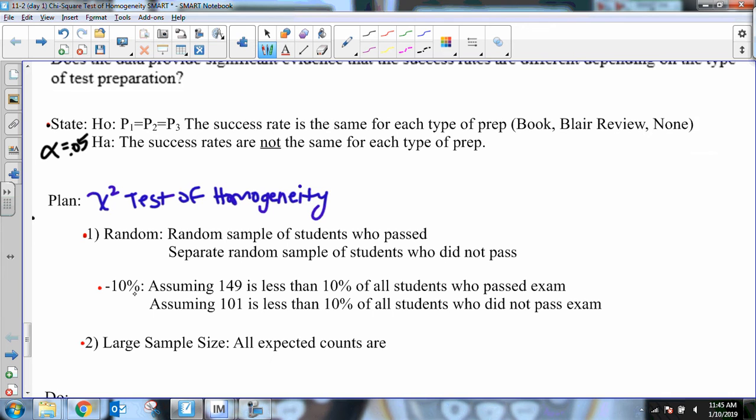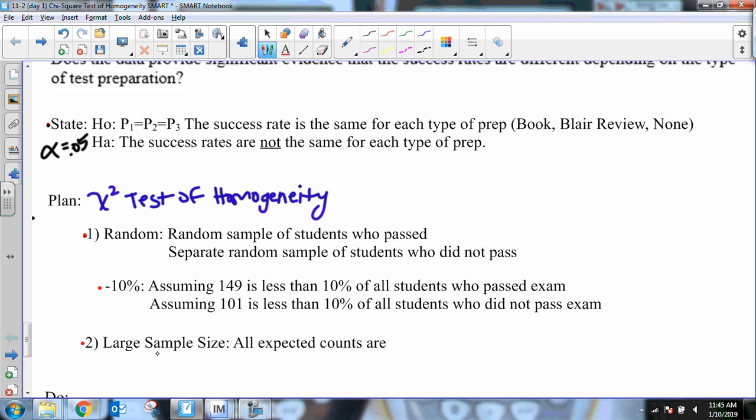10% condition. I did it for both samples again, assuming 149 is less than 10% of students who passed the exam, and assuming 101 is less than 10% of all the students who did not pass the exam. I put the word assuming in here just to be safe, because we may not know where Mrs. Blair is getting all of these samples from, so we might not know the entire population, so I'm just kind of putting assuming these numbers are less than 10%. But again, I did it twice, one for each sample.